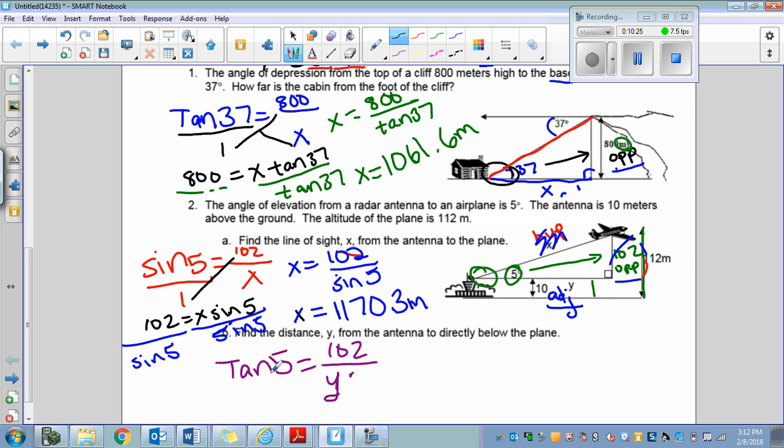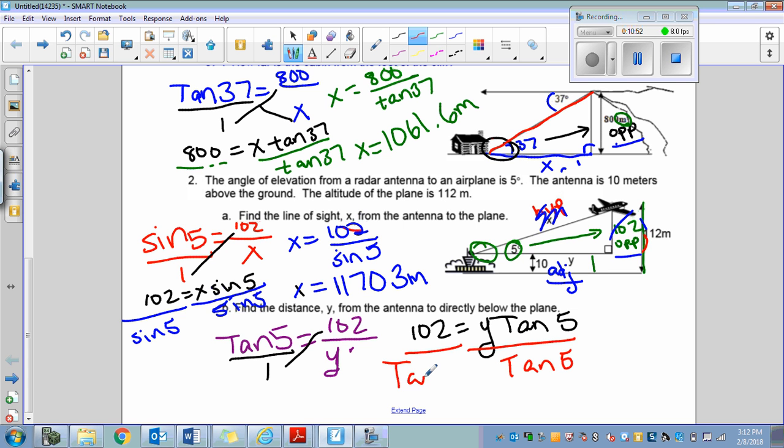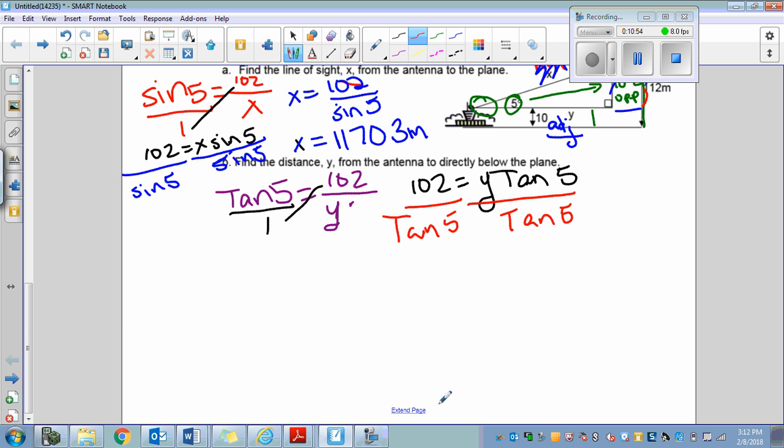We're going to always put a 1 under our trig function, and we're going to cross multiply. 1 times 102 is 102. Y times tangent of 5 is y tangent of 5. Divide each side by whatever's multiplied by your variable. So in this case, we're going to divide both sides by tangent of 5. And I'm going to get y equals 102 divided by tangent of 5.